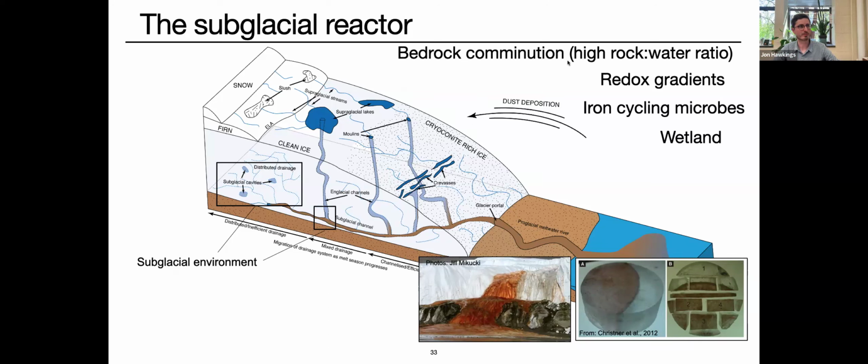But here, as I've mentioned before, we have high comminution, high rock-water ratios, and redox gradients from oxic to anoxic. We know there are iron cycling microbes underneath these ice sheets, underneath Greenland and Antarctica. And we know that there are large regions of the bed that are at pressure melting point and are wet.